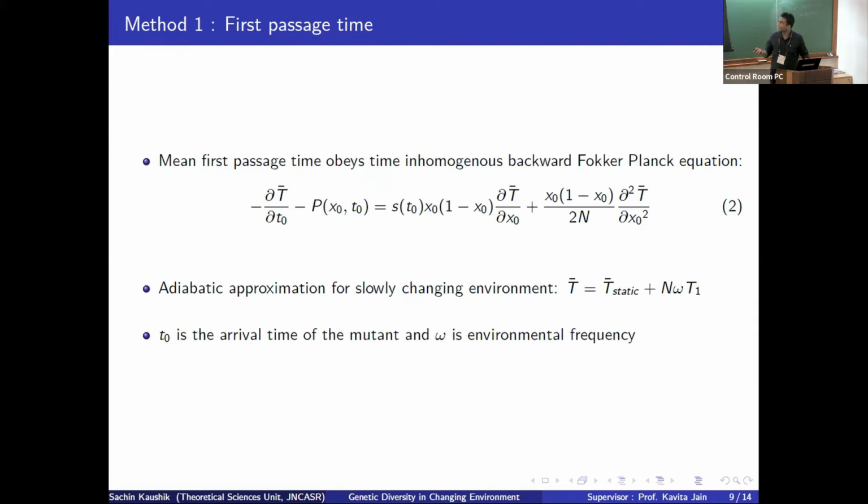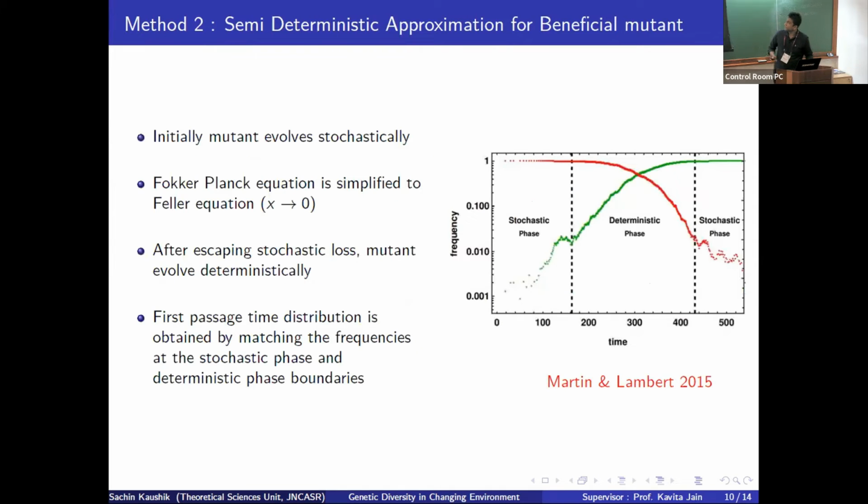Mind you that when I'm using this slowly changing environment, it means that there are a couple of time scales present here: the rate at which the environment is changing, the growth rate associated, and the rate at which the stochastic force is acting. So when I'm saying slowly changing environment, it means the environment changes slowest compared to the other two time scales. Okay, so this was the usual Fokker-Planck methodology to calculate first passage times.